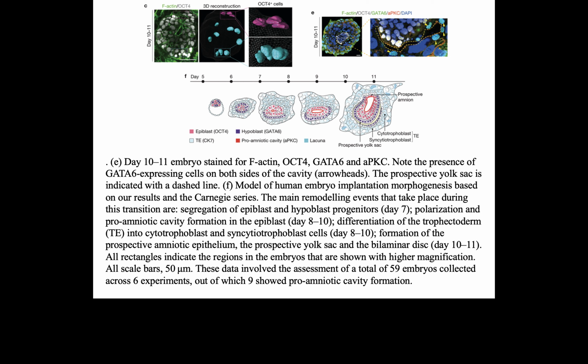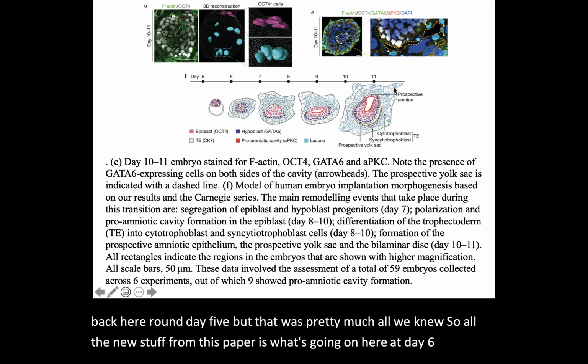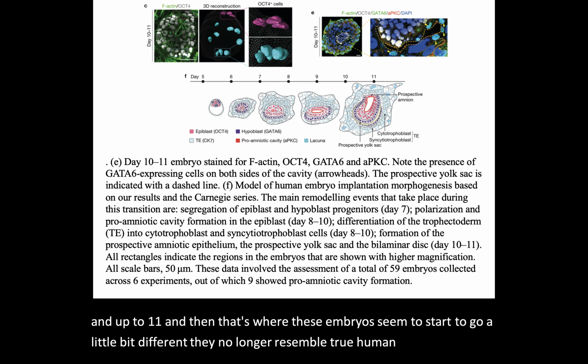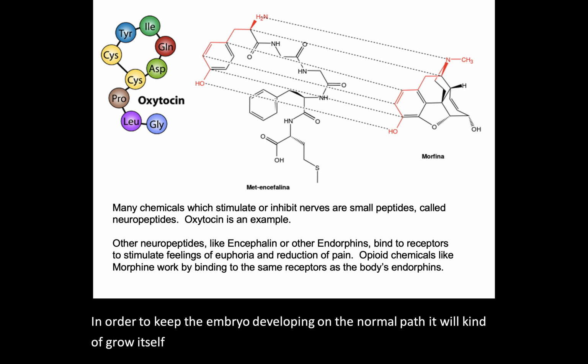And these are the stages that we did not know about before these experiments were done, because we had the early stages back here around day 5, but that was pretty much all we knew. So all the new stuff from this paper is what's going on here at day 6, 7, 8, 9, 10, and up to 11. And then that's where these embryos seem to start to go a little bit different. They no longer resemble true human embryos. We think that's the point at which you start to need some sort of signal from the mother in order to keep the embryo developing on the normal path. It'll kind of grow itself up to 11 days, but after that, yeah, it's going to need a little bit of help and a whole lot of feeding. And so that's where parents come in, right? Taking care of the baby.